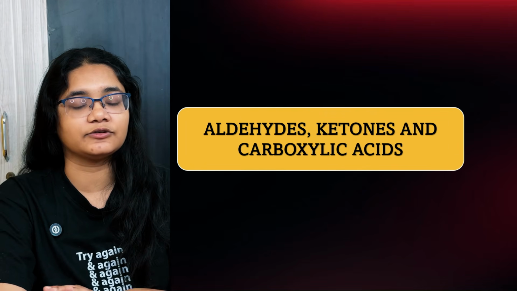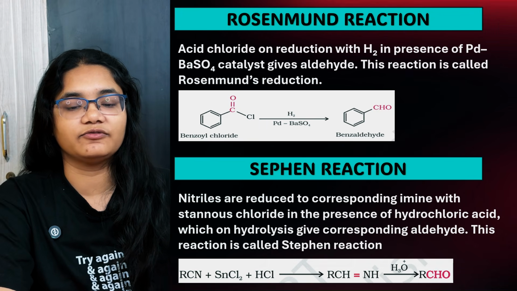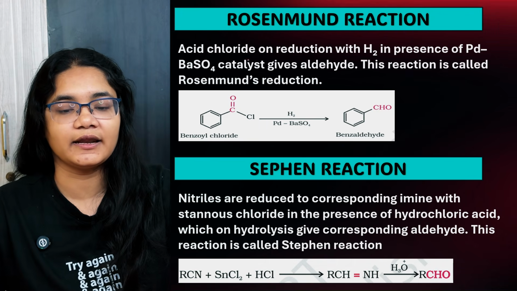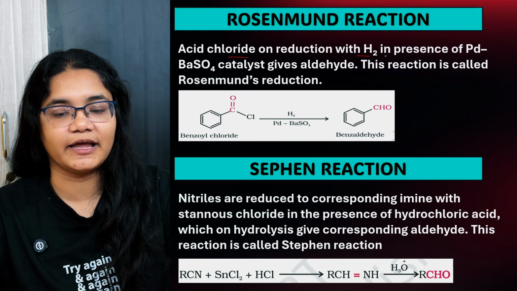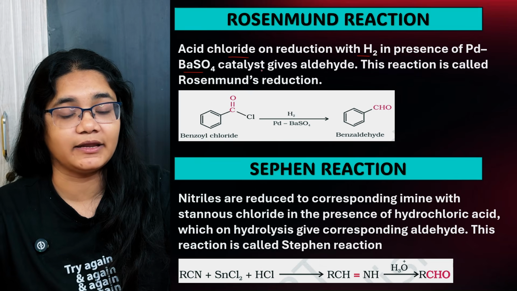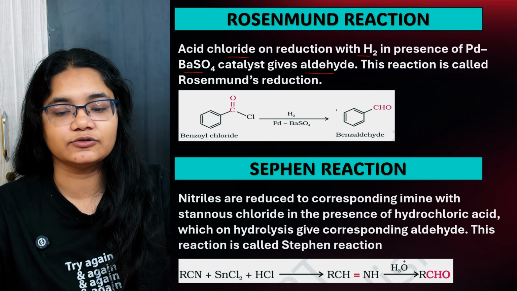Now in this chapter there are so many name reactions. So the first one is your Rosenmund reaction, where acid chlorides on reaction with H2 in presence of palladium and barium sulfate form an aldehyde. So this reaction is there.